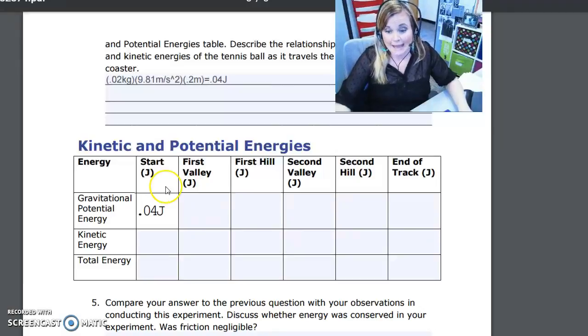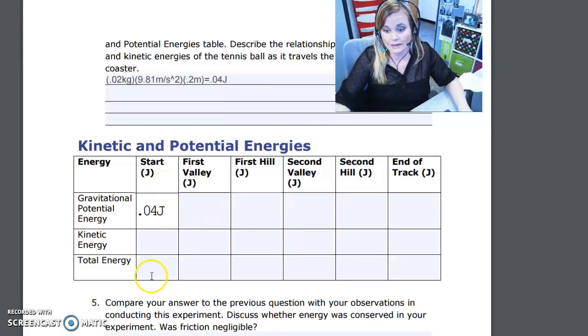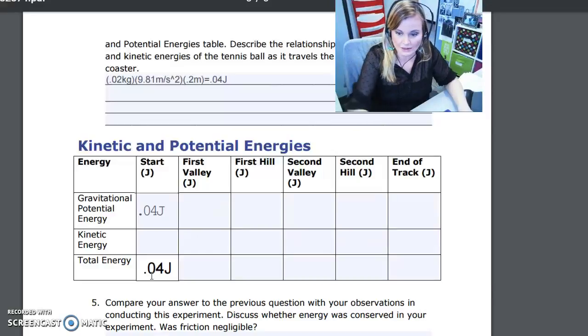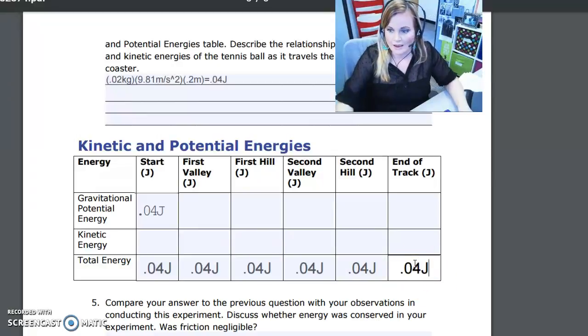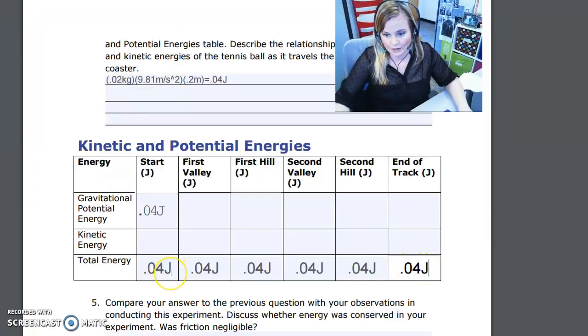That means that's the maximum, okay? So it's always going to be 0.04 joules here. So when you are calculating, you're only calculating potential energy. Okay? And remember that kinetic energy is just going to be that 0.04 minus the potential.